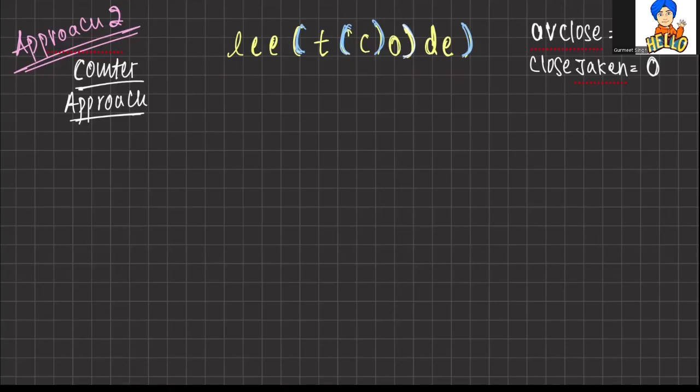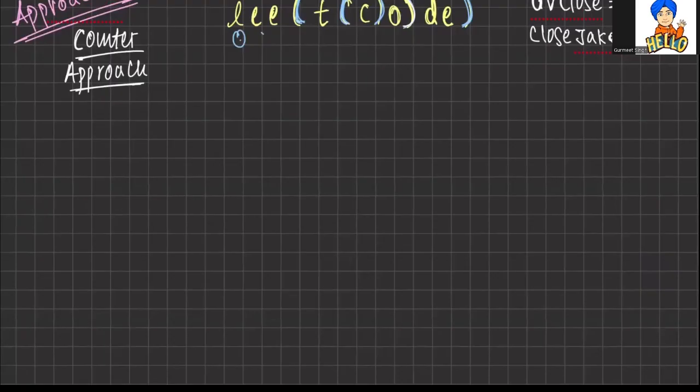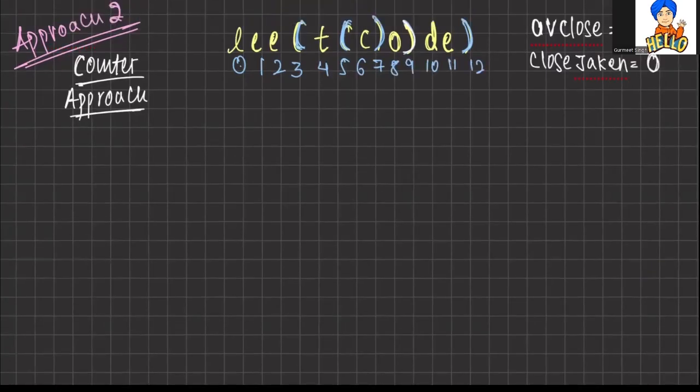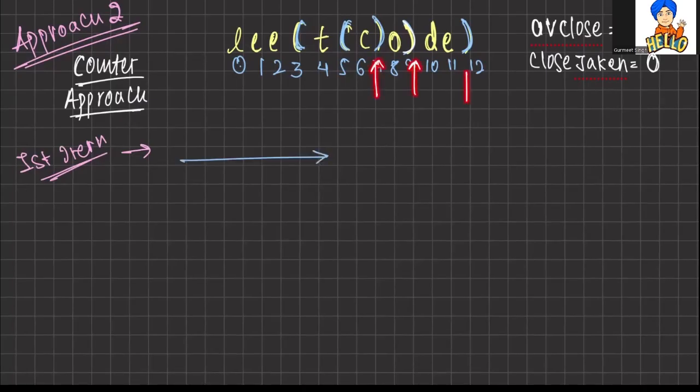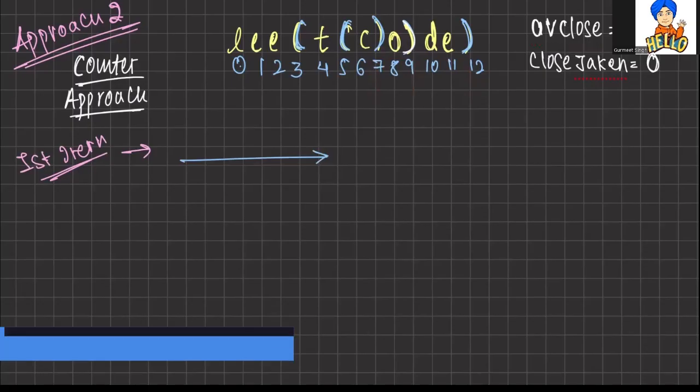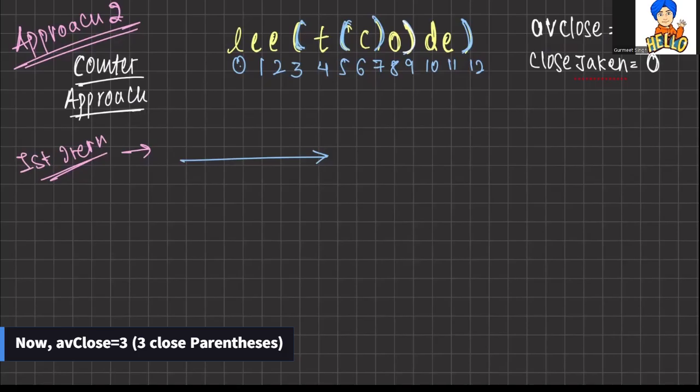So let's add the index for now: 0, 1, 2, 3, 4, 5, 6, 7, 8, 9, 10, 11, 12. In the first iteration, this will also be done in two iterations only. In the first iteration, we are going to maintain the count of the closing parentheses. When we iterate over this string, 1, 2, and 3, there are 3 available closing parentheses. So we will just maintain it in a variable. Why it is needed, I will tell you later.